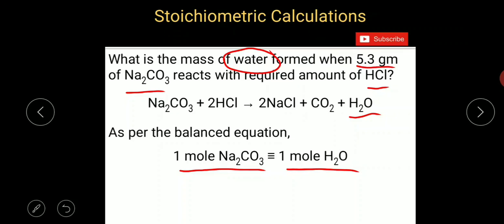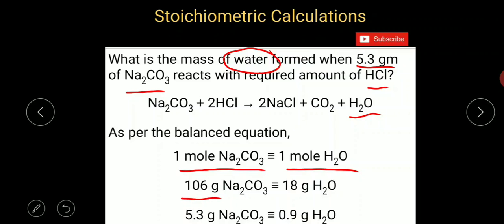What is the mass of 1 mole of Na2CO3? Molar mass of Na2CO3 is 106 grams and molar mass of H2O is 18 grams. So 106 grams of Na2CO3 is able to give 18 grams of H2O, but we need to find how much mass of H2O 5.3 grams of Na2CO3 is able to give. You will get 0.9 grams of H2O. If 106 grams of Na2CO3 can give 18 grams of H2O, then 5.3 grams of Na2CO3 can give 0.9 grams of H2O.